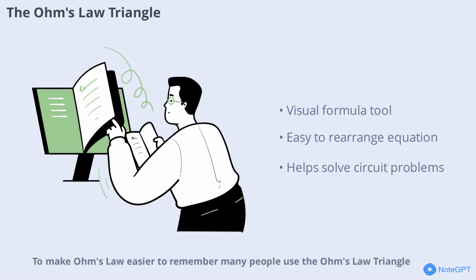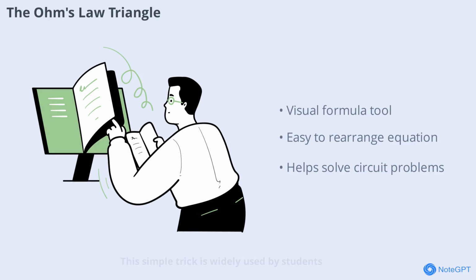To make Ohm's law easier to remember, many people use the Ohm's law triangle. This visual tool helps you quickly rearrange the formula to solve for voltage, current, or resistance. Cover the value you want to find, and the triangle shows you how to calculate it using the other two. For example, to find current, divide voltage by resistance. This simple trick is widely used by students and professionals alike to solve circuit problems efficiently.